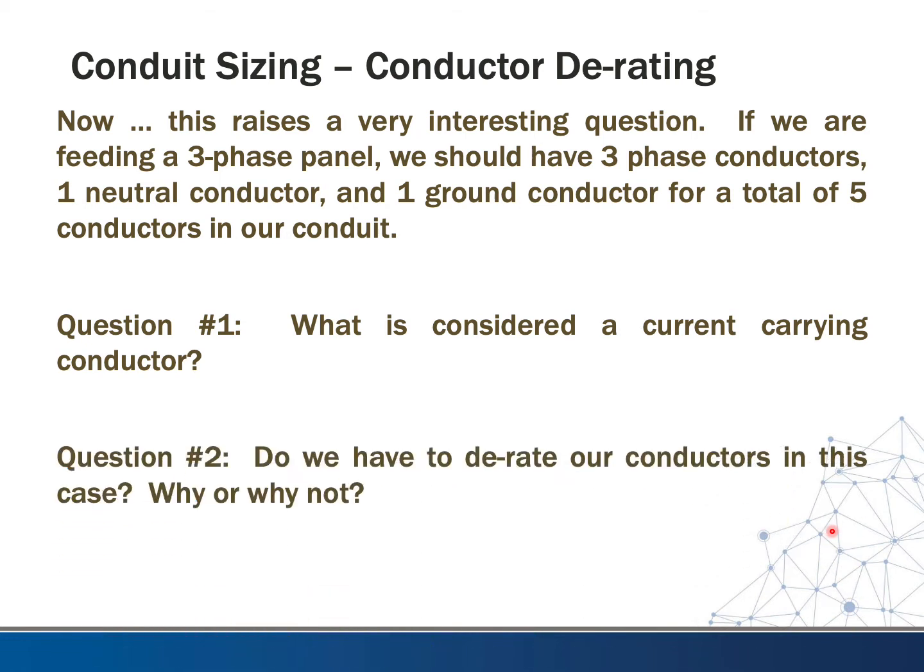And the second question is, do we have to derate our conductors in this case? Why or why not? So hopefully it should be obvious the phase conductors are going to be current carrying, right? If we have any load at all, they should be carrying current. But the big question is going to be, what about this neutral and this ground wire?